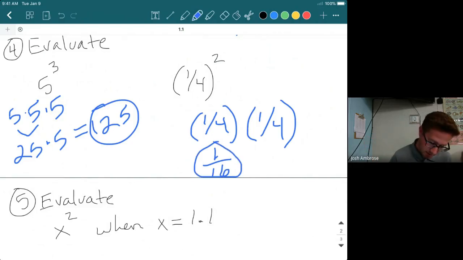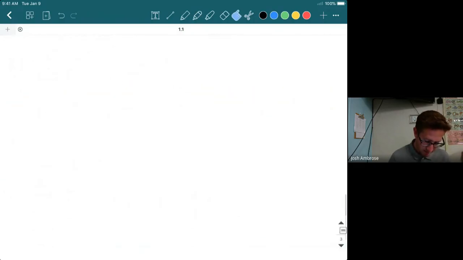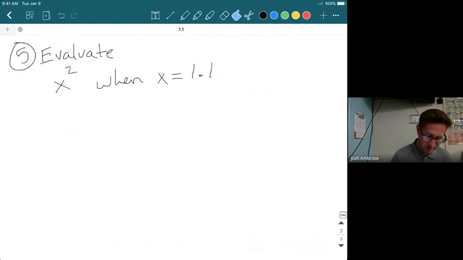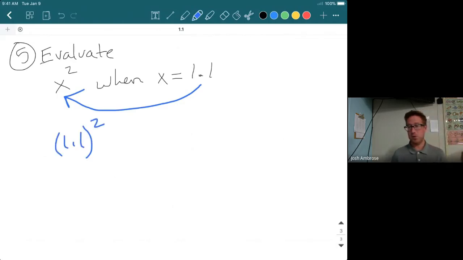Okay. Let's move down. It's our last example problem. All right, this is what we're talking about. Let's finish it out strong. Evaluate x to the power of 2, or in other words, x squared. What is x? X is 1.1. So we're going to put 1.1 in parentheses squared. What is this the same thing as? This is the same thing as saying 1.1 times 1.1.